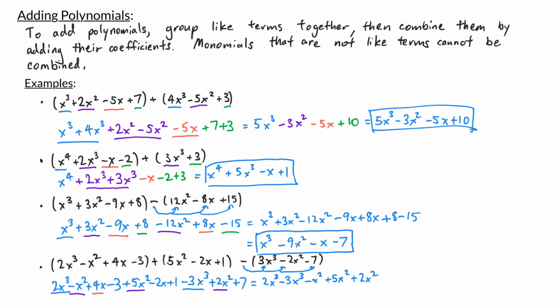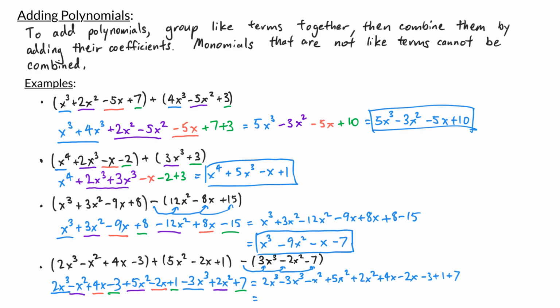Then we have plus 4x, which can be combined with the minus 2x. So plus 4x minus 2x. And then lastly, the terms without any variables. We have a minus 3 plus 1 plus 7. So that's minus 3 plus 1 plus 7. Now let's combine things together.